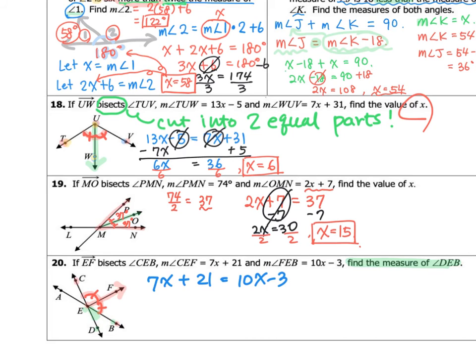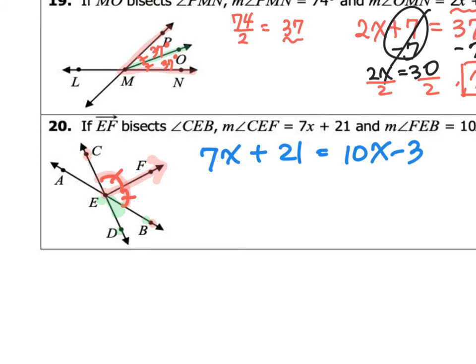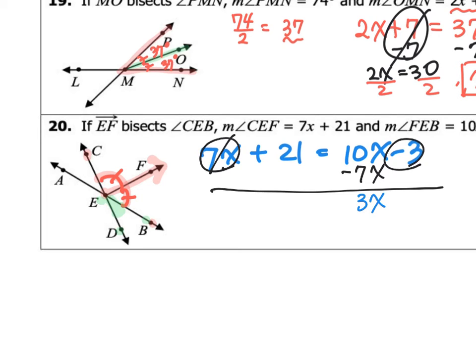All right, so let's figure it out. What's the value for x? And then we're gonna try to figure out angle DEB. So let's subtract 7x on both sides. All right, that will give us 3x, and adding 3 on both sides, that will be 24. And divide by 3 and 3, so x equal 8.